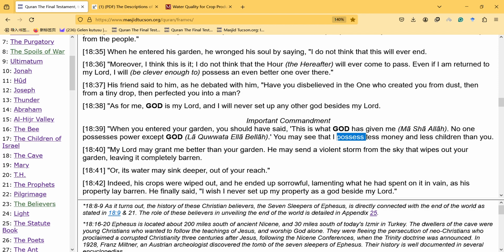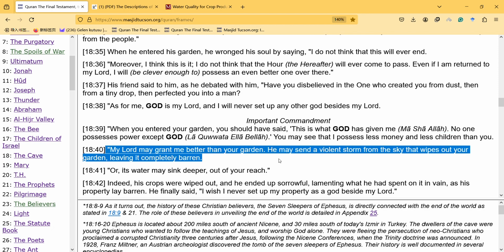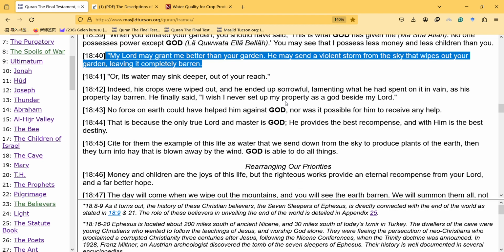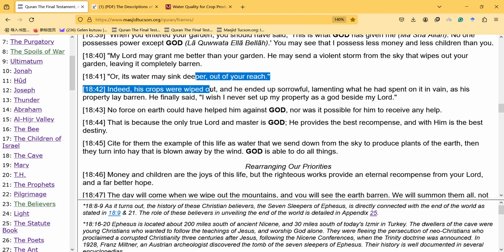"You may see that I possess less money and less children than you. My Lord may grant me better than your garden. He may send a violent storm from the sky that wipes out your garden, leaving it completely barren, or its water may sink deeper, out of your reach." So at that time, children are important and they can be used as a workforce.